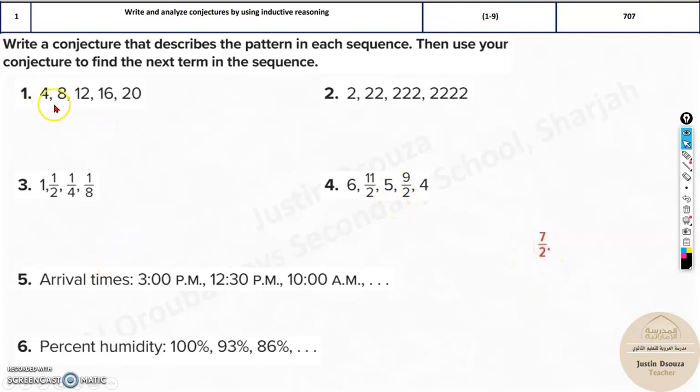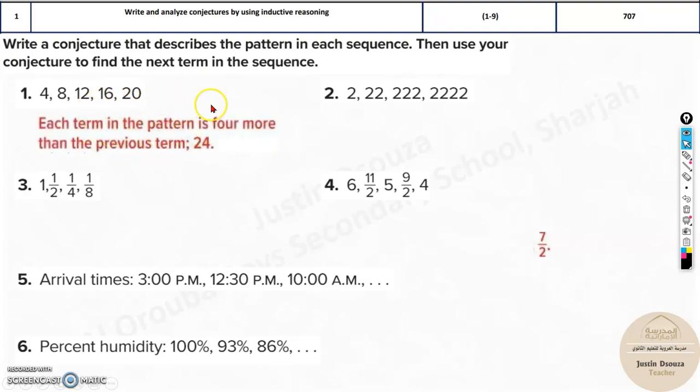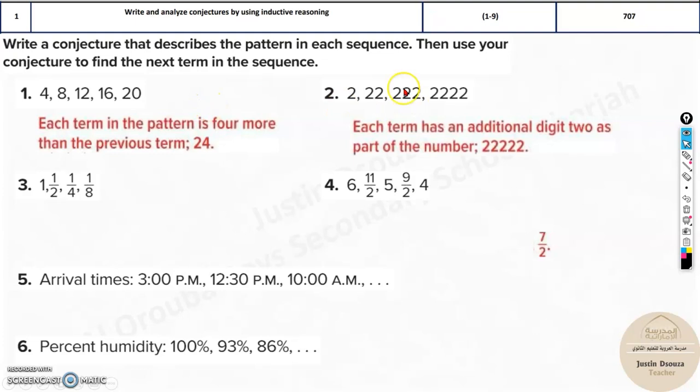Over here you can see 4, 8, 12, 16, 20, it will be 24 and so on, because each term is 4 more than the previous term. Here you can see it's 2, 2, 2, then 3 twos, 4 twos, 5 twos, and so on. Same way over here, multiplying by half each time, and it'll be multiplying 2 in the denominator, or half to the entire term.